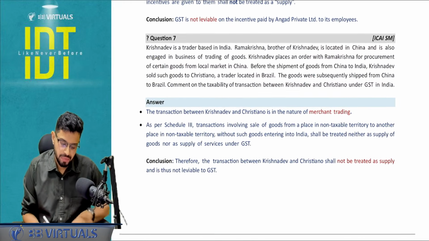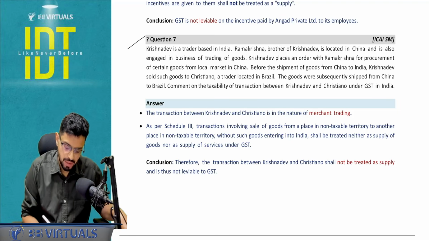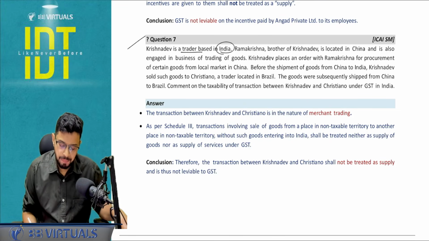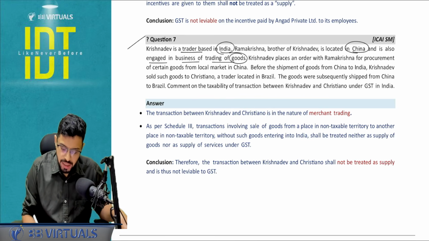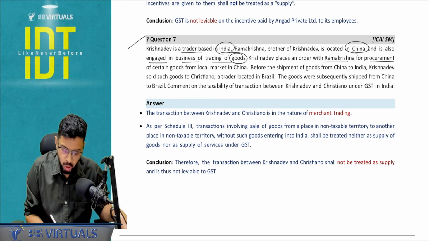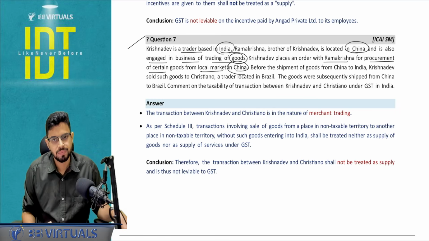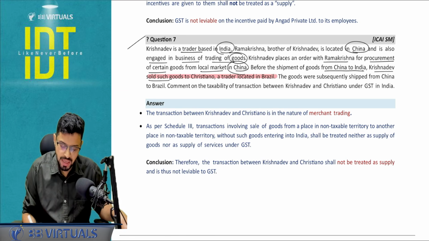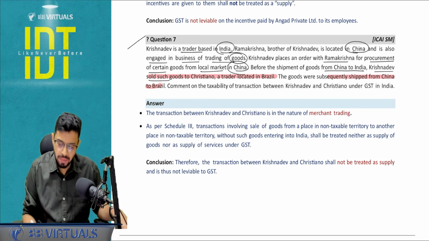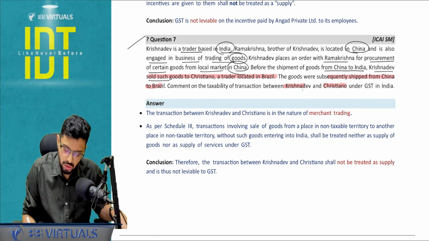Question number 7. Krishnadev is a trader based in India. Ramakrishna, the brother of Krishnadev, is located in China, also engaged in business of trading of goods. Krishnadev places an order with Ramakrishna for procuring the goods from local market in China. Before the shipment from China to India, Krishnadev sold the goods to Cristiano, a trader in Brazil, and the goods were shipped from China to Brazil. It did not come into India. Is it a supply between Krishnadev to Cristiano? Is this a supply under GST?